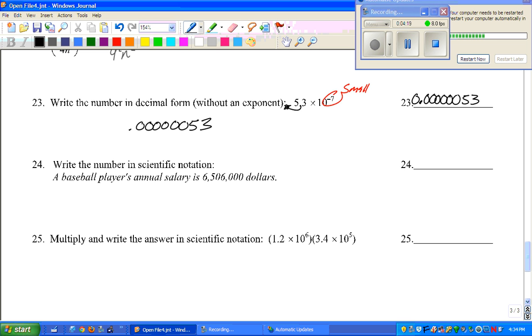Now, number 24, write the number in scientific notation. When we're writing a number in scientific notation, you can only have one number in front. Okay? Those extra zeros, you don't need those. Okay? Times 10, and then 1, 2, 3, 4, 5, 6. So we would write that 6.506 times 10 to the 6th power.